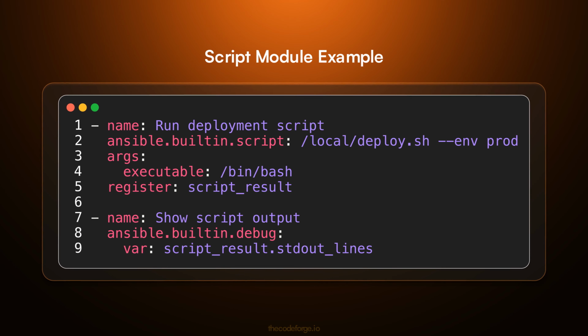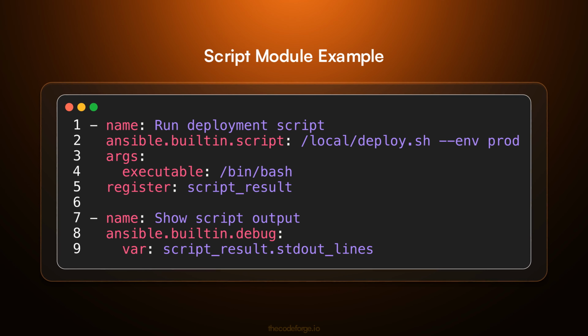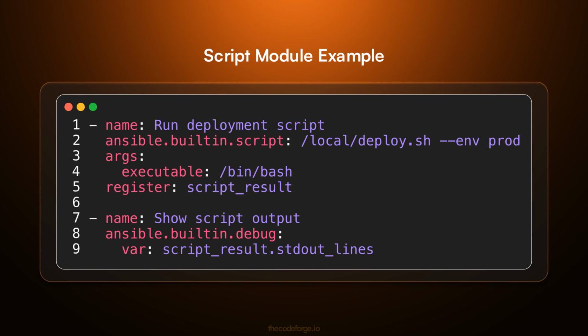Here we run a local deploy script with arguments. The script is copied to the remote host and executed with bash. We register the output for debugging. Remember, the script must exist on the control node, and the path is relative to the playbook directory.